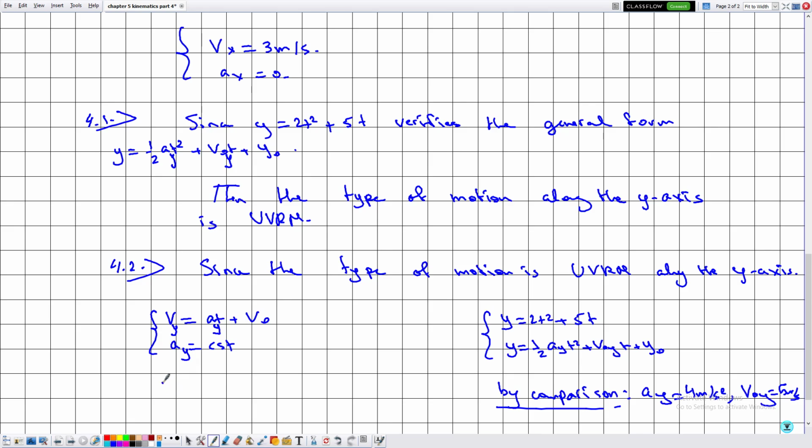So in this case the equations are given by vy is equal to 4t plus, so this carries the label y, okay, plus 5. As for the acceleration along the y-axis, it is given by 4.